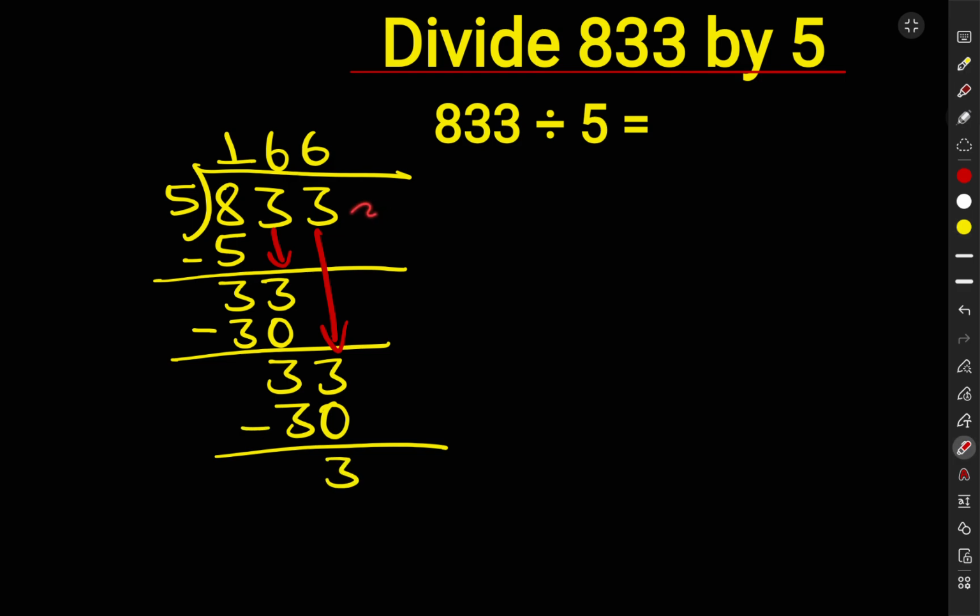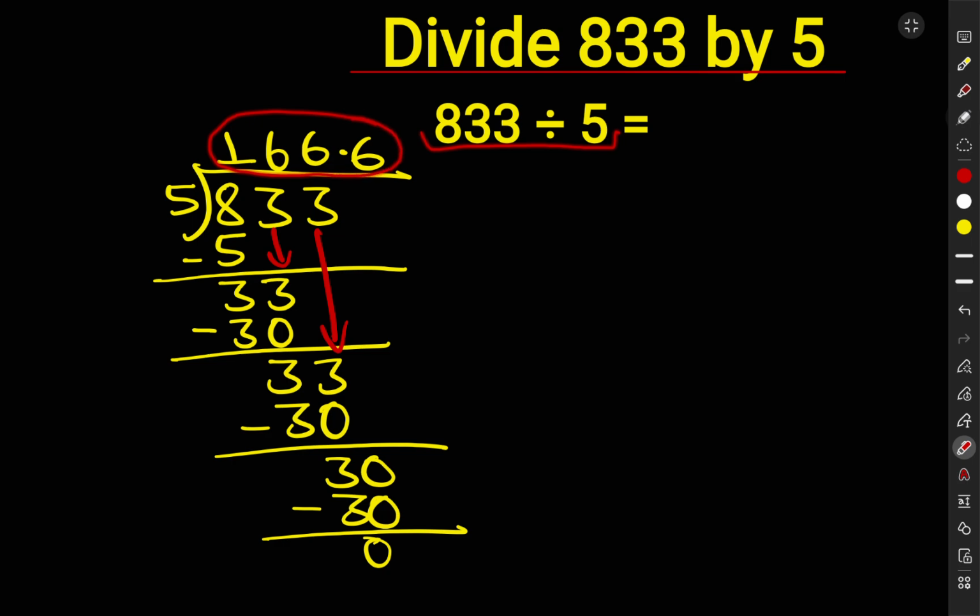So now we have no other number to put down. So we take a decimal here, so that we put 0. So it is 30 and 5 times 6 is 30. On subtracting we get 0. So 833 divided by 5 is 166.6.